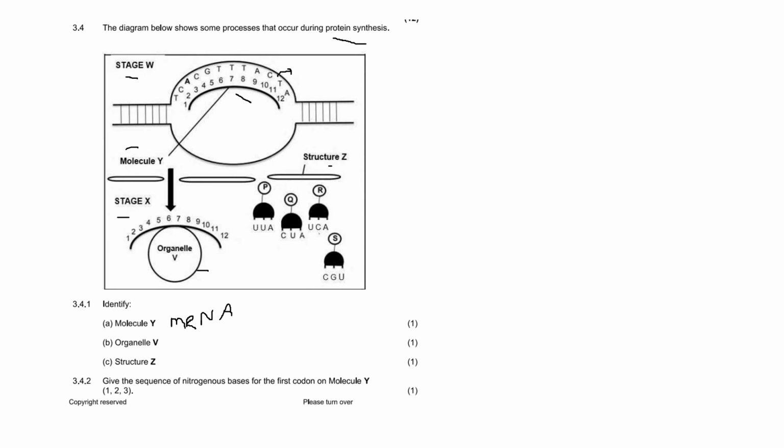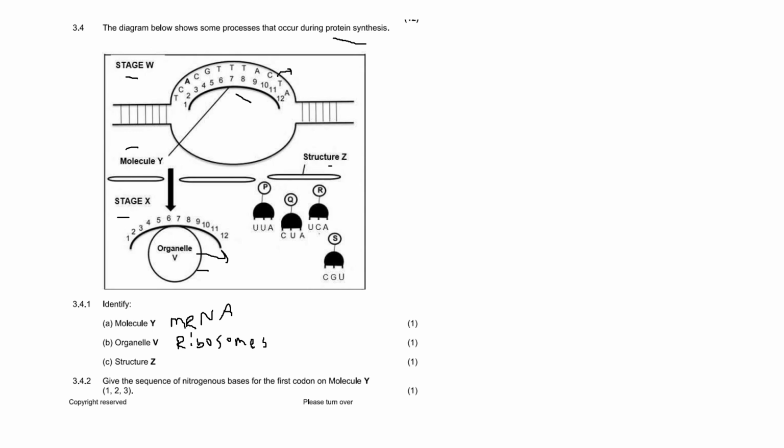Then now they're asking us what is organelle V. Remember that during translation, the organelle that is there is what we call ribosomes, which help in the formation of proteins. So that organelle should be ribosomes, which will help in the formation of proteins during translation.